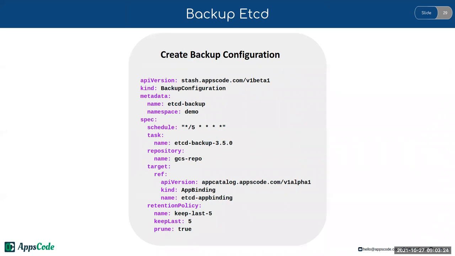Now we come to the backup configuration. In order to take a backup, we need to create a backup configuration custom resource. The backup configuration tells Stash about the schedule, target, task, the location of the backup storage, etc. Here we can see the schedule, which tells that we will take a backup every 5 minutes. Here we have specified the task name, the repository name, and the app binding name. In the retention policy section, we are specifying that we will store only the last 5 snapshots in our cloud backend.